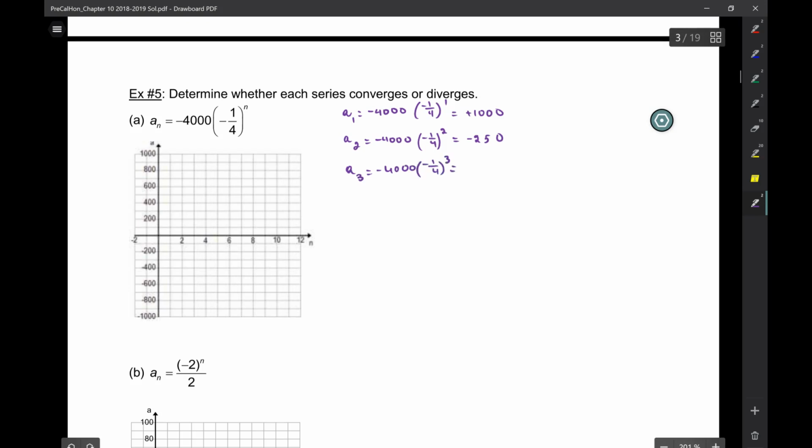Now you tell me, is a sub 3 positive or negative in sign? Positive 62.5, in fact. A sub 4 is negative 15. A sub 5 is 3.9. A sub 6 is negative 0.97. Okay, let's just stop there. Let's plot these. So first, a sub 1 is 1,000. Then negative 250.